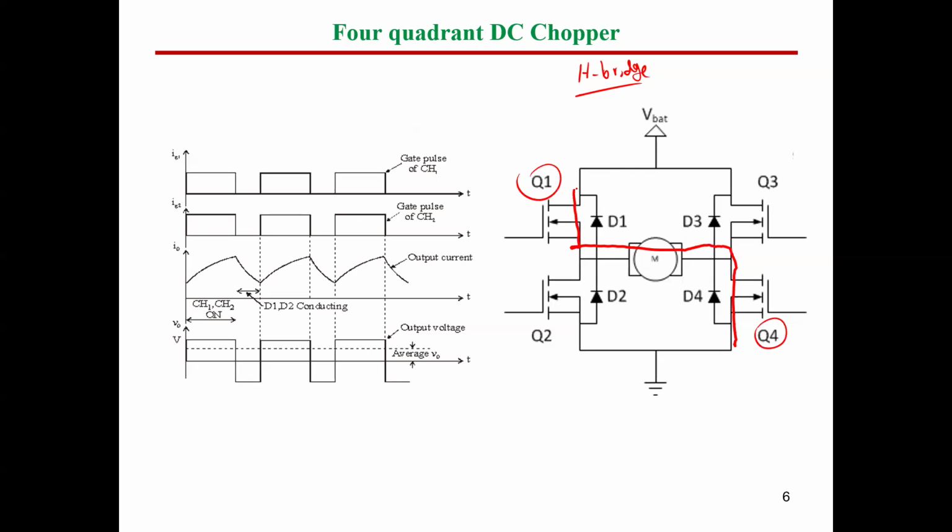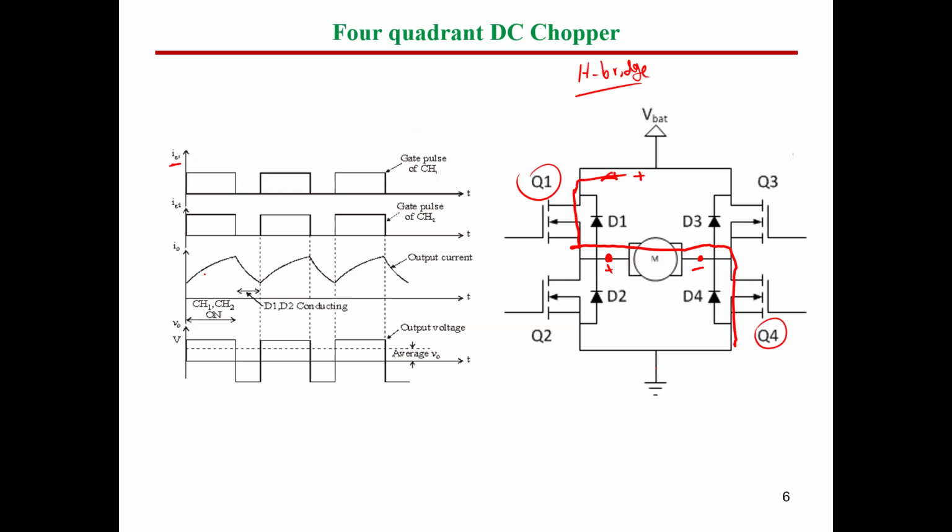which means the positive of the supply will be connected to the motor terminal here, and the negative or the ground of the supply will be connected to the motor terminal here. So this is now positive volt. How can you do that? By turning on Q1 and Q4. If you turn on Q1 and Q4, this is the gating pulse for IG1, and the same is for IG4. So what will happen?